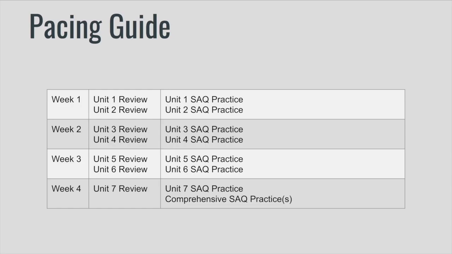Now, how would I break this down for pacing? Week 1, meaning this week, I would do the 2 unit reviews and the 2 SAQ practice tests, and then carry that on until week 4, where you would do the last unit 7 and the SAQ test for unit 7. I will be making some comprehensive SAQ practice tests, meaning it'll cover like 3 questions from random units, so you'll get to practice those for week 4 as well.